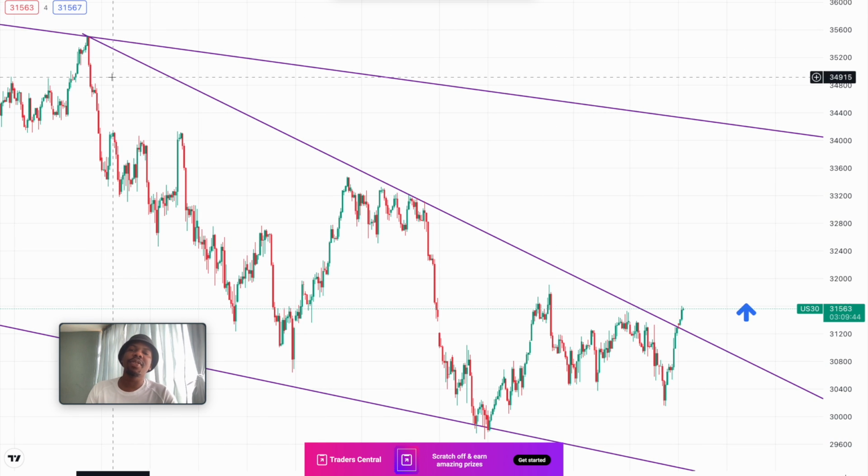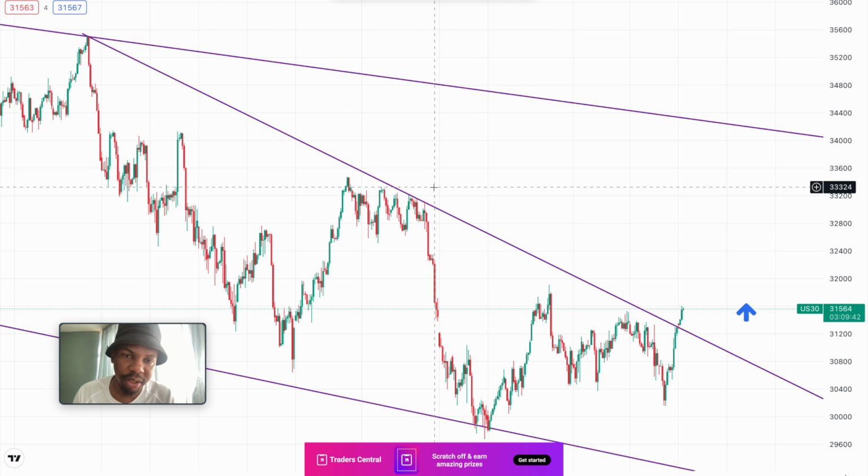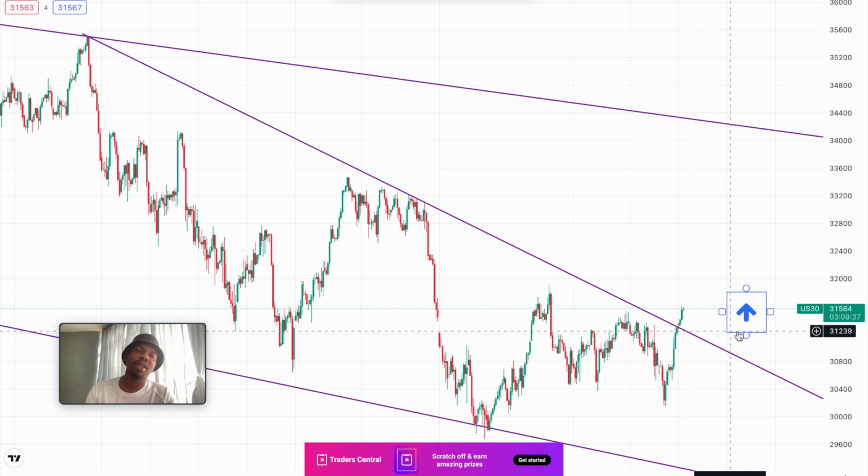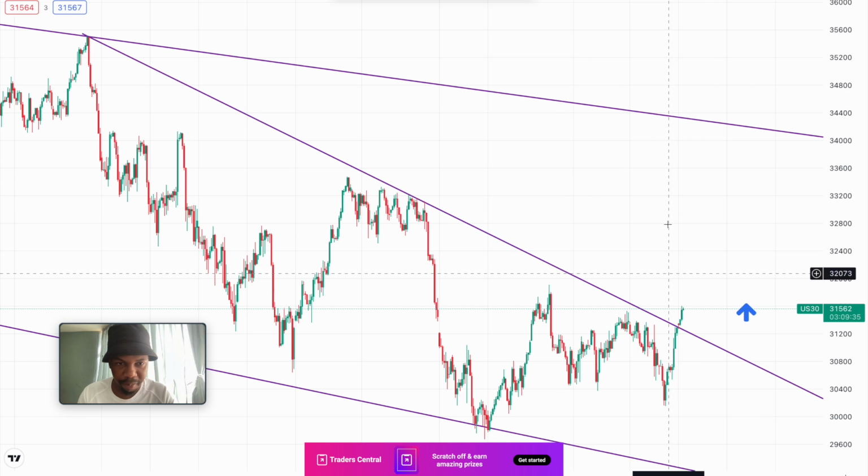See, so we have this trend line here also, 1, 2, and then now a breakout. You see, so that's the thing now. That's why I'm saying the bias of this whole thing now, it looks like a buy.